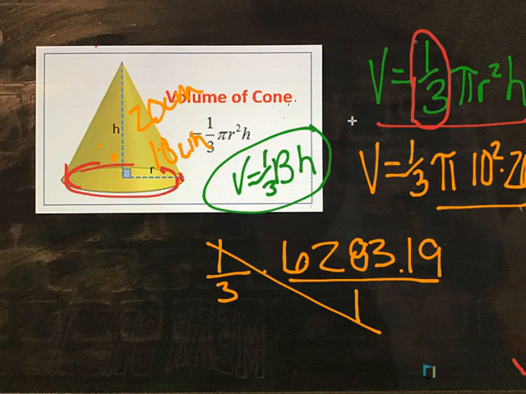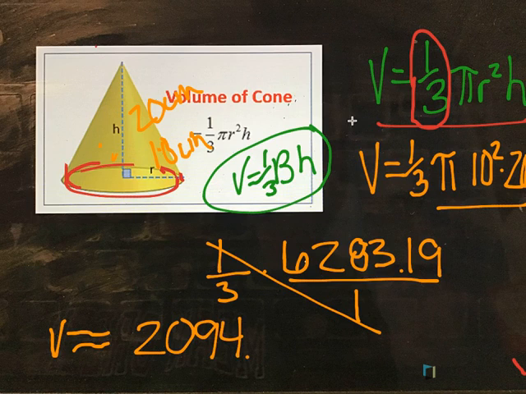And those cancel out. So technically when I'm multiplying by 1/3, that's dividing by 3. That gives me a volume of approximately, since there's pi, it's going to be an irrational number, 2,094.395. So we're just going to call that 2,094.4 centimeters cubed.